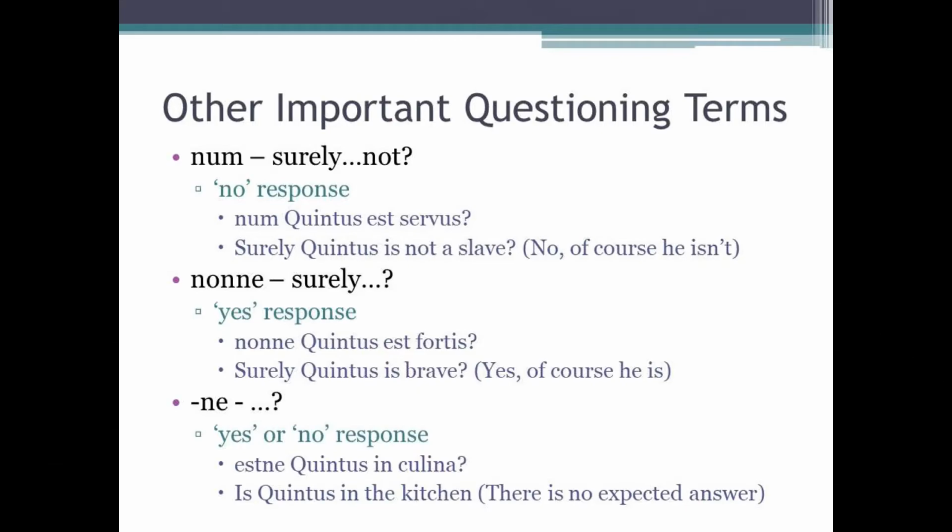Make sure you note the subtle but key difference between num and nonne. I sometimes get confused between the two, so be sure to distinguish between surely and surely not when translating.